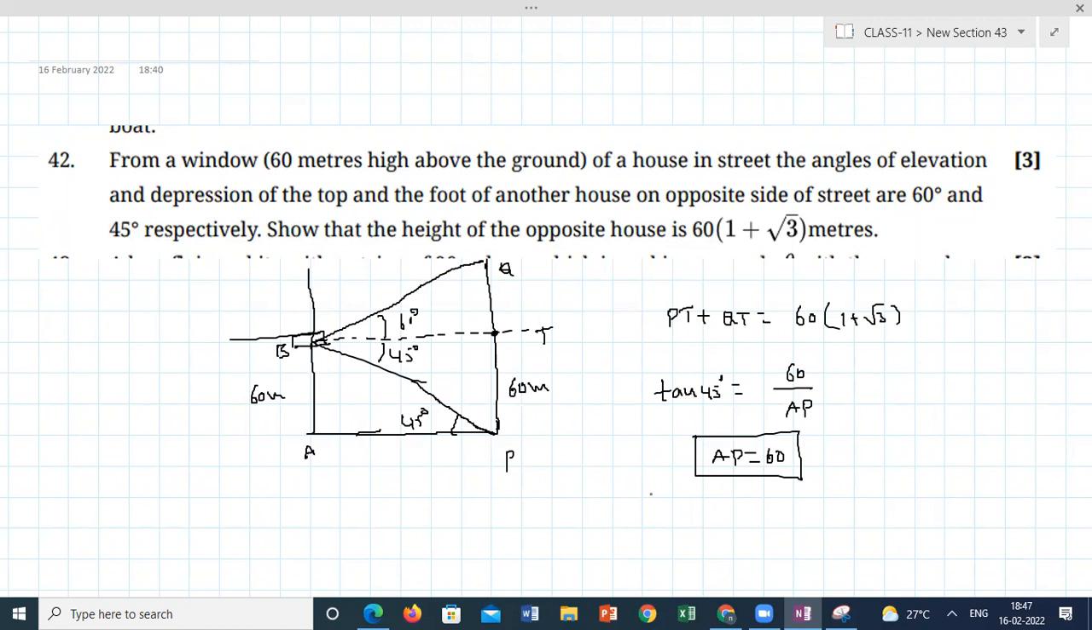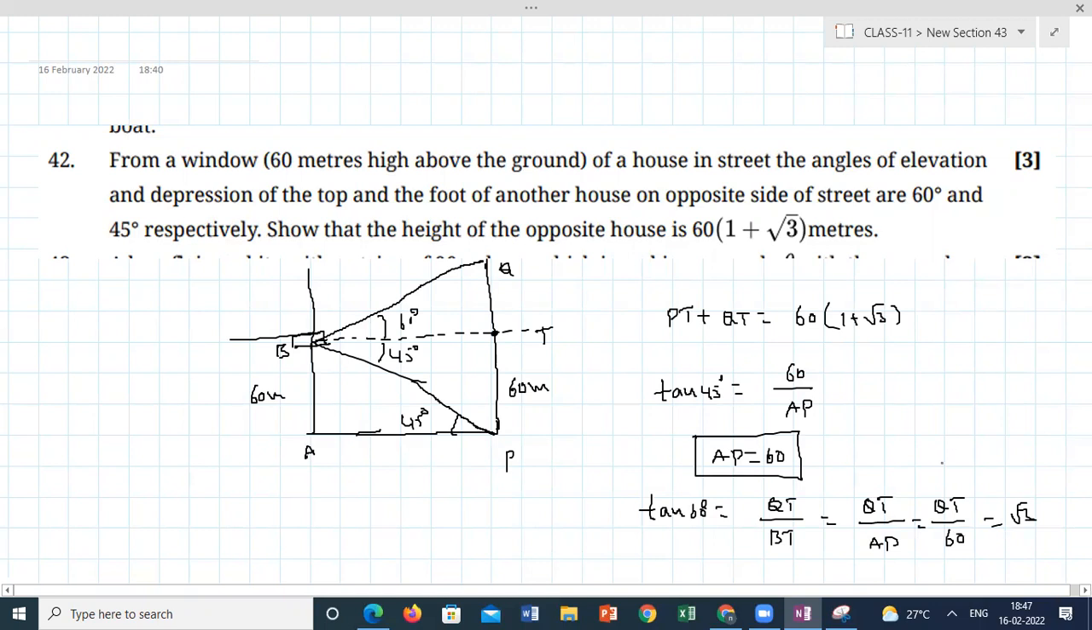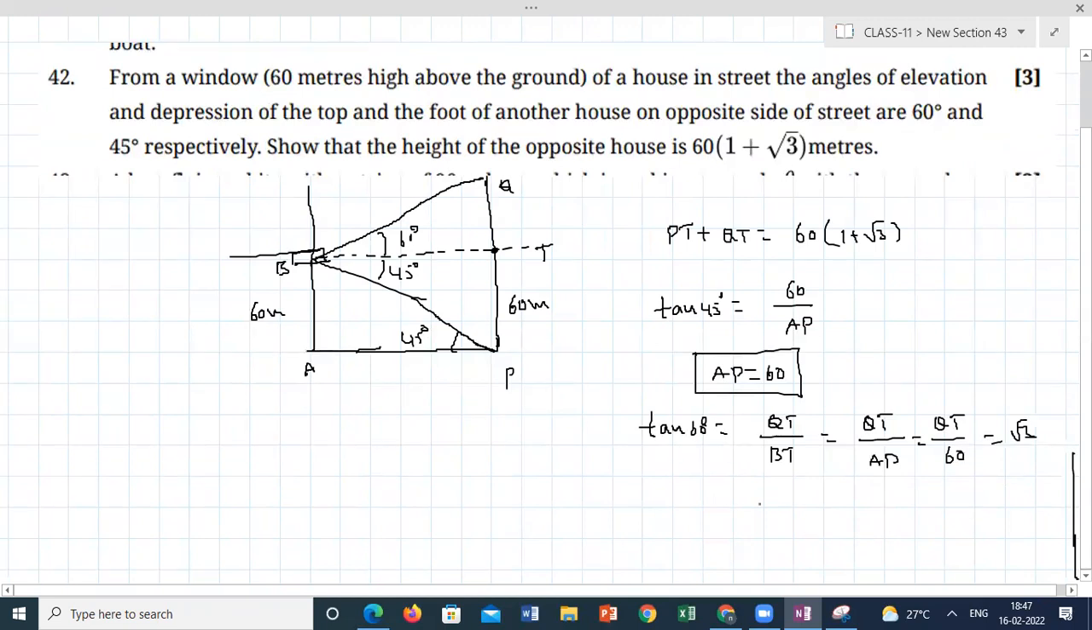Now, how can I calculate with tan 60? Tan 60 is equal to QT divided by BT, that is nothing but QT divided by AP. I got AP equal to 60. Tan 60 is root 3. So QT is equal to 60 root 3 meter. So the height PT plus QT is my answer, which is equal to the height of the opposite house.